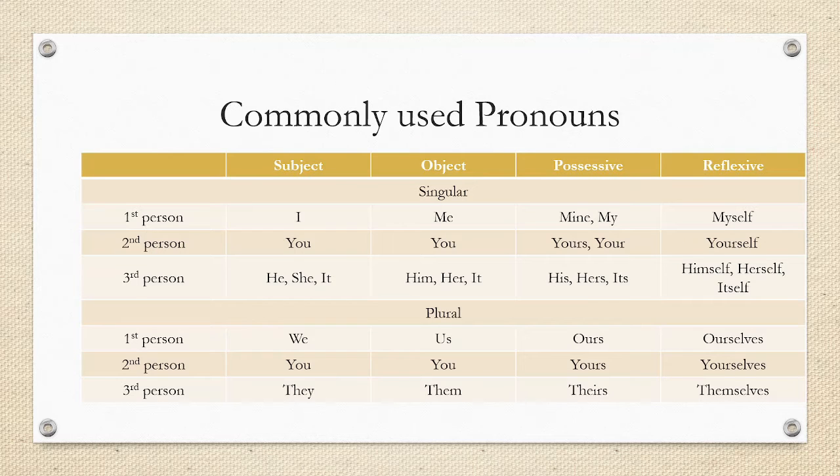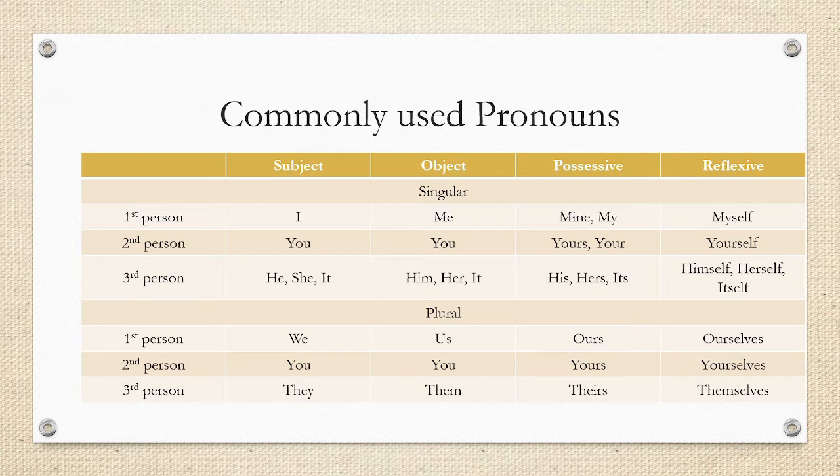For the first person there is I in subjective, then it becomes me in objective, then mine, my in possessive, and myself in reflexive. The second person, here you can see that in subjective it is you, objective is also you, but when it comes to the possessive it changes into yours and your, and in reflexive it is yourself. Likewise, the third person: he, she, it in subjective. In objective, it becomes him, her, it.